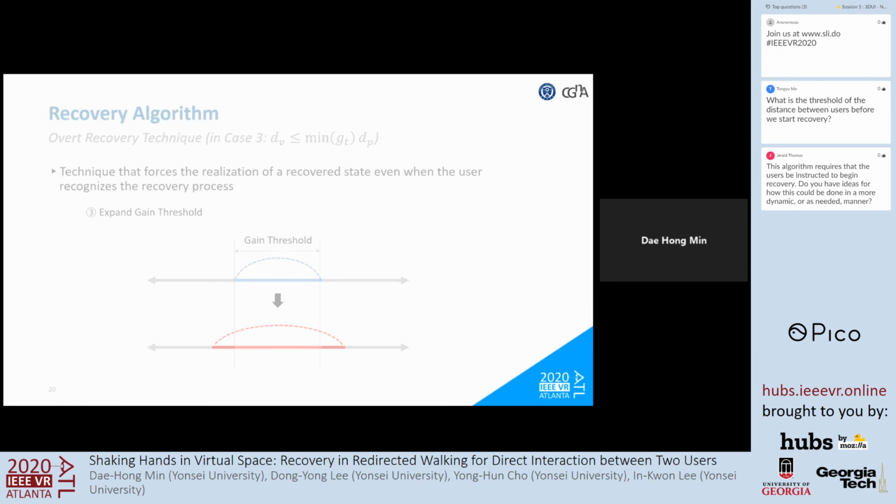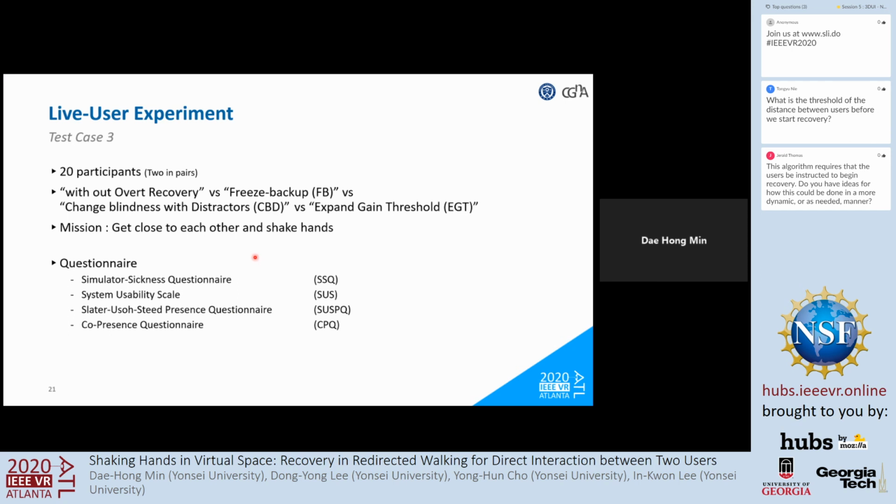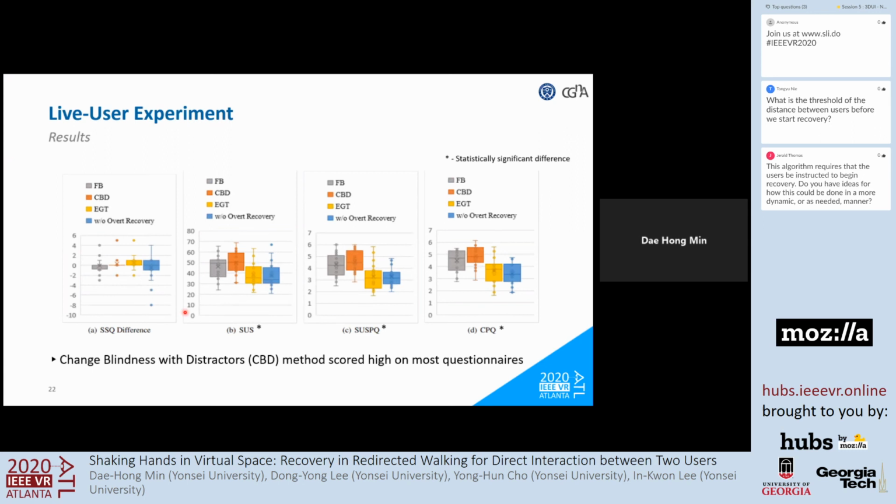We also conducted live user experiments to see which of the overt recovery techniques is the best. The questionnaires were reused, and experiments were conducted on the following four cases: without overt recovery technique, freeze backup, change blindness with distractors, and expand gain threshold. As a result, the change blindness with distractors scored high on most questionnaires. We further investigated user preferences for overt recovery technique after completing the experiment, and 12 people said change blindness with distractors was the most preferred method. However, we think the results may vary depending on the actual implementation.